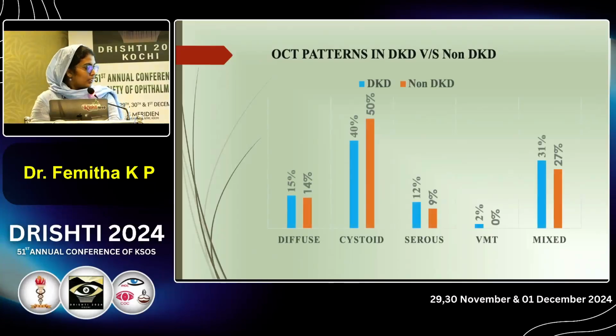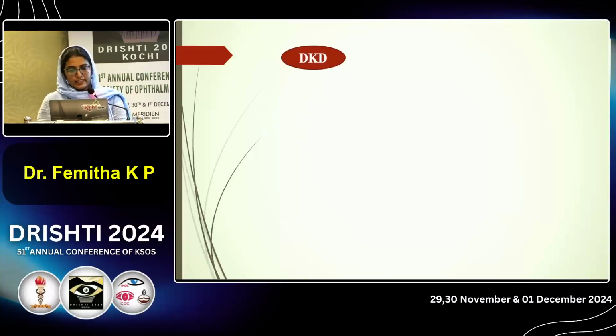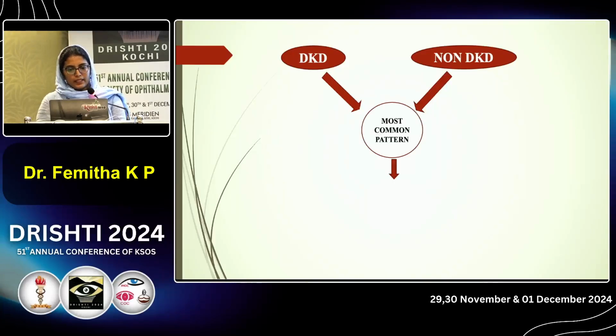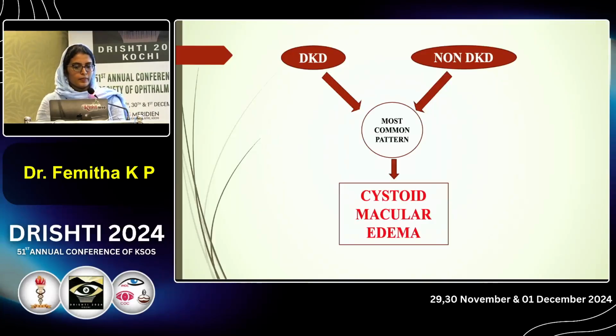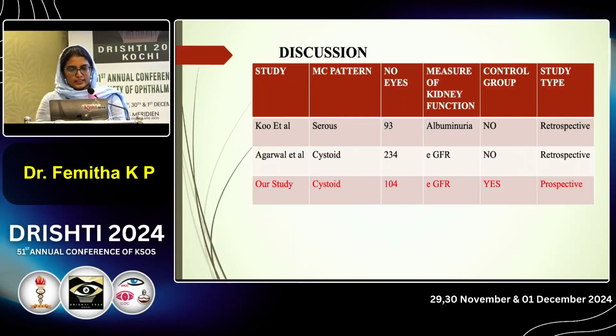This chart shows our result, which concluded that in diabetic kidney disease as well as non-diabetic kidney disease, the most common pattern was cystoid macular edema. Discussion. There are few studies about this topic.